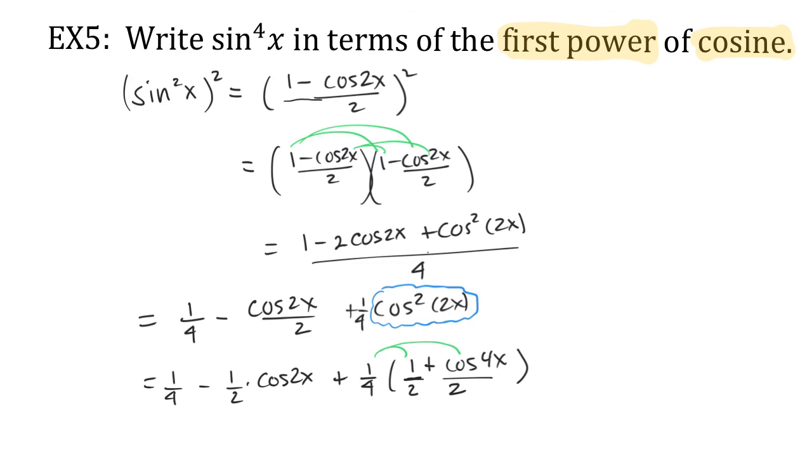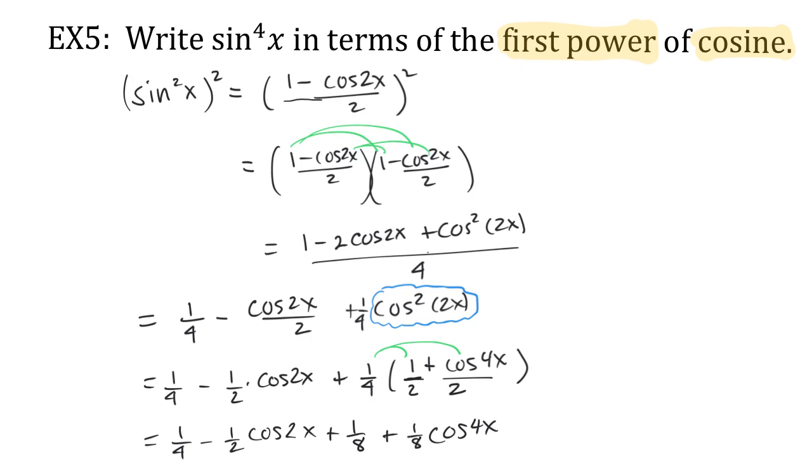Now, I'm going to distribute my 1/4 to the 1/2 and also to that cosine of 4x over 2. So now I have, just copying the first stuff, 1/4 minus 1/2 cosine of 2x, plus 1/4 times 1/2 is 1/8, and then plus cosine of 4x all over 2, but the 1/4 is getting multiplied by that, so that would be 1/8.